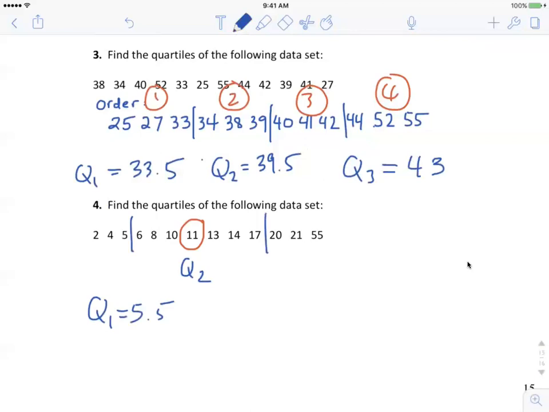On the top end, 17 and 20. What's right between 17 and 20? Or add them up, divide by 2. That would be your Q3, 18.5. Okay, so there's finding quartiles.